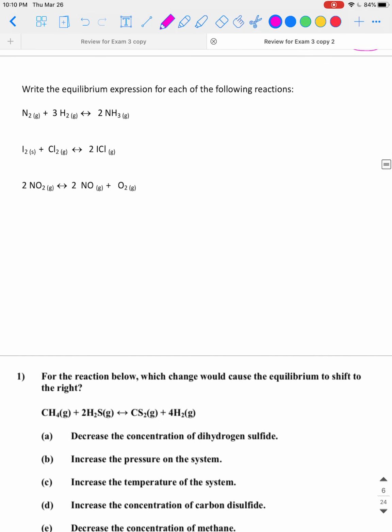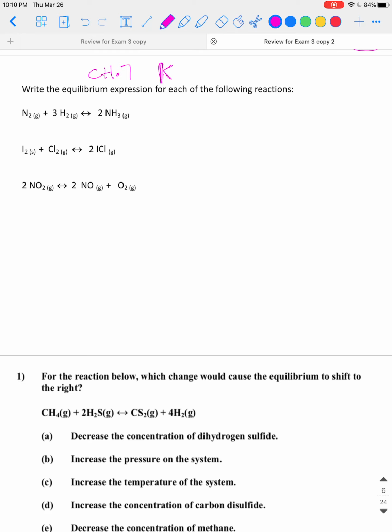Okay, write the equilibrium expression for each of the following reactions. So, equilibrium expression. This is chapter 7 material. That's where we talked about equilibrium, and the expression for equilibrium is our expression for the equilibrium constant K.